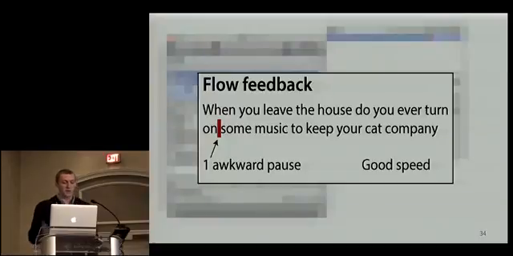So next, flow feedback shows whether the speaker was too fast or too slow, and also marks awkward pauses in the speech. So take this sentence.